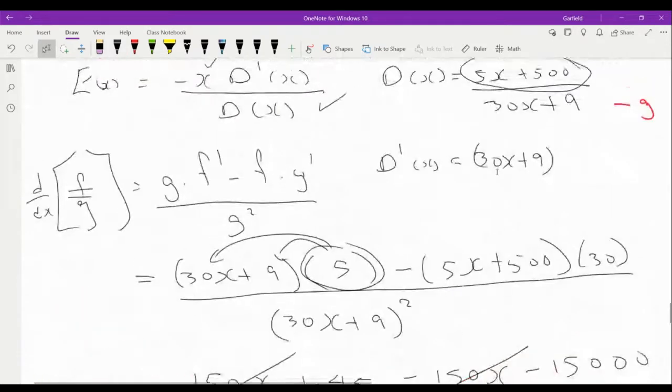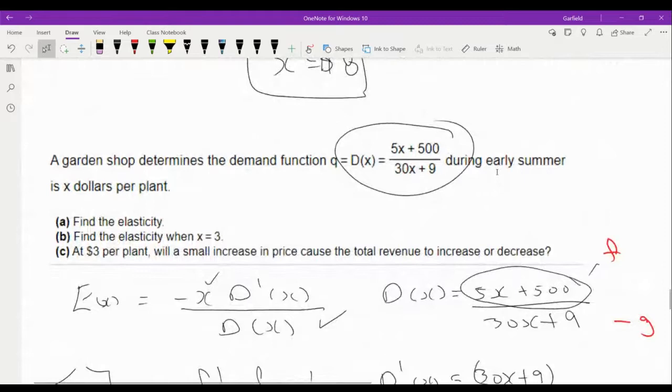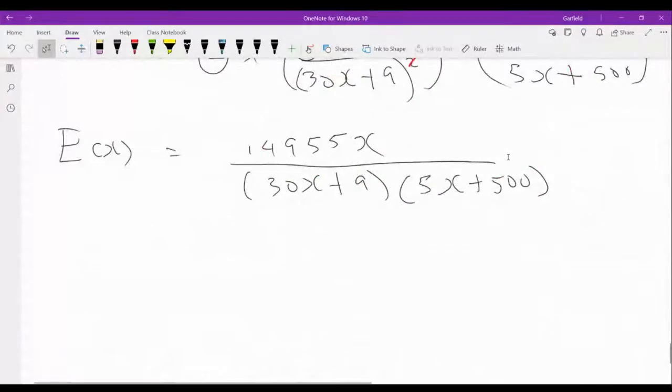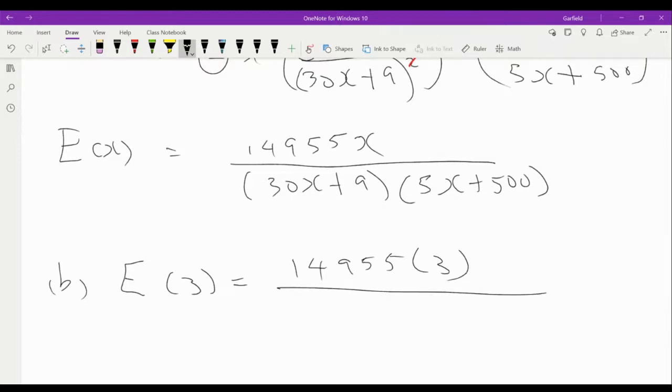Now, how would we do part B? That was the difficult part, like I said, and it's based on the derivative. To find the elasticity, all you'd have to do at that stage is plug in 3. For part B, we're going to find E of 3. So that'll be 14955 times 3 over 30 times 3 plus 9 times 5 times 3 plus 500.